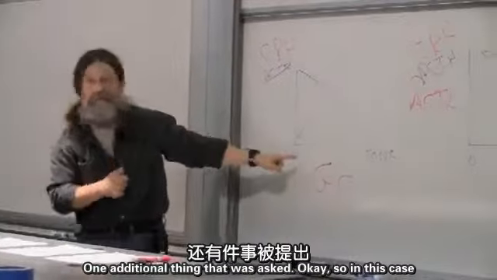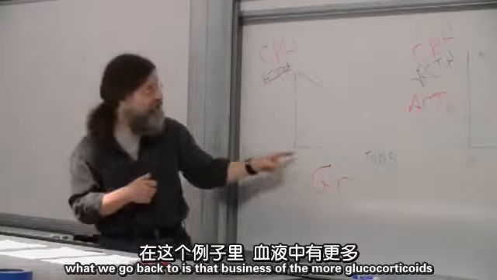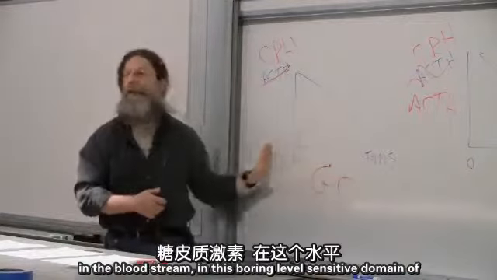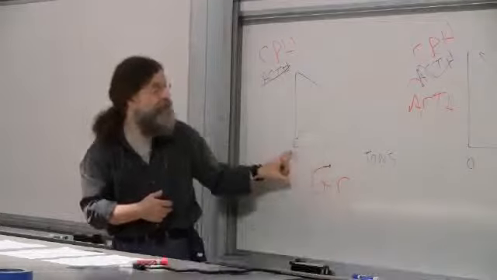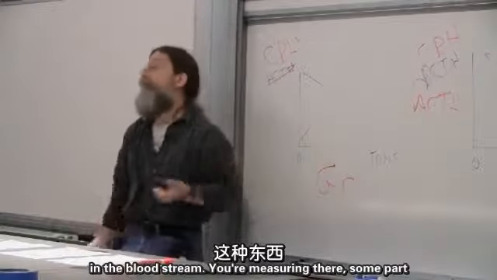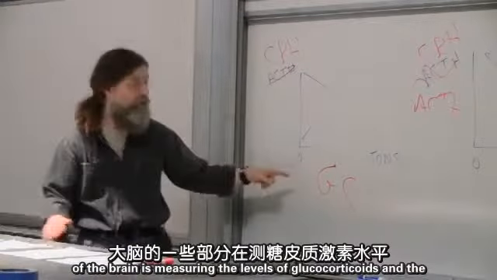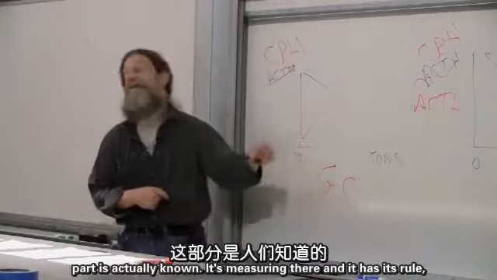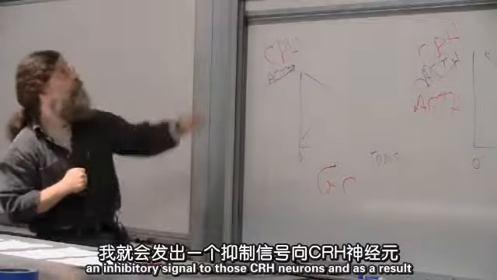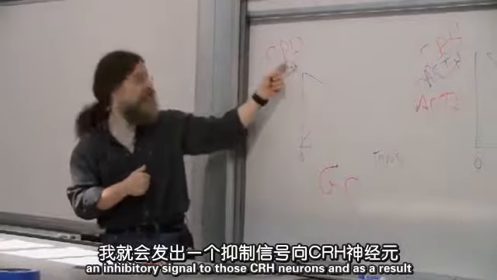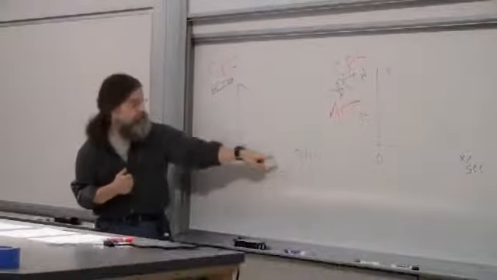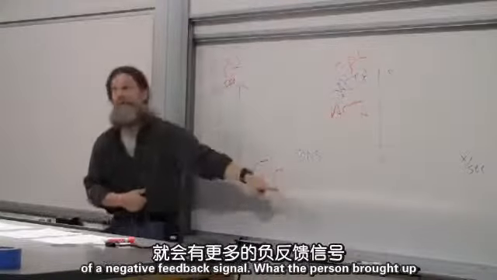Okay, in this case, what we go back to is that business of the more glucocorticoids in the bloodstream, in this boring level-sensitive domain where you're just measuring how much of the stuff there is in the bloodstream. Some part of the brain is measuring the levels of glucocorticoids, and the part is actually known. It has its rule: once glucocorticoid levels get this high, I will send an inhibitory signal to those CRH neurons, and as a result they'll secrete less CRH. And that turns off the stress response. The more glucocorticoids in the bloodstream, the more of a negative feedback signal.